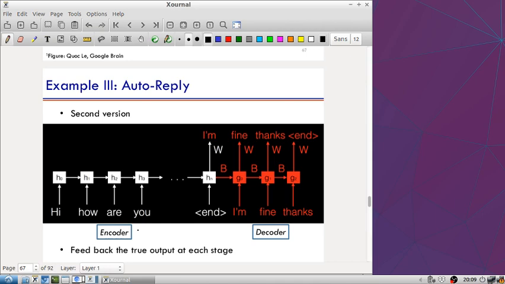So this is like a decoding of the context. You got the context encoded in a vector, the last vector here, and then you're decoding it into a response.